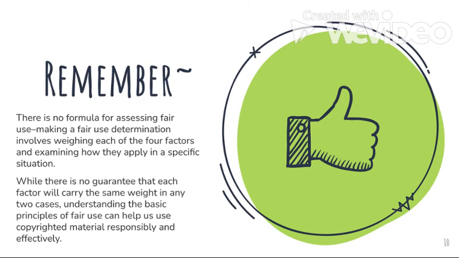A couple things to keep into consideration is there's no formula for assessing fair use. Making a fair use determination involves weighing each of the 4 factors and examining how they apply in a specific situation. While there is no guarantee that each factor will carry the same weight in any 2 cases, understanding the basic principles of fair use can help us use copyrighted materials responsibly and effectively.